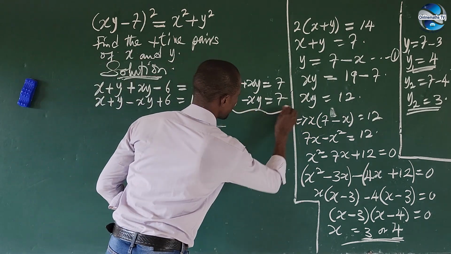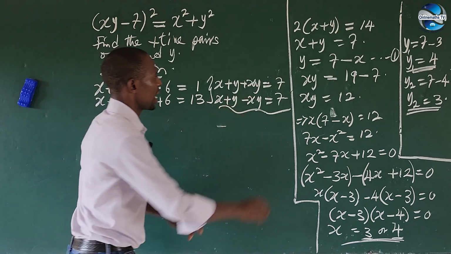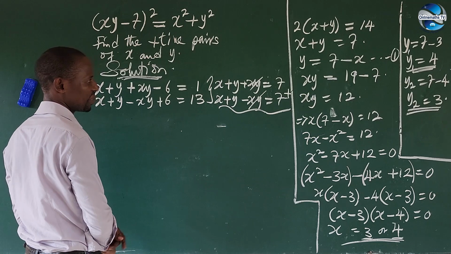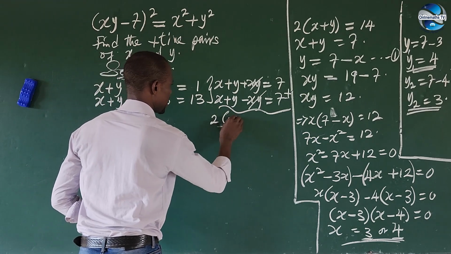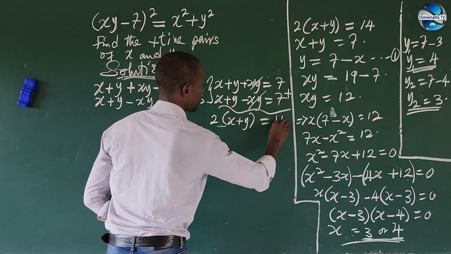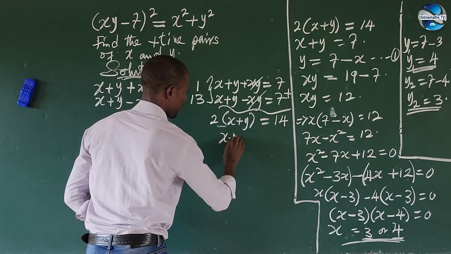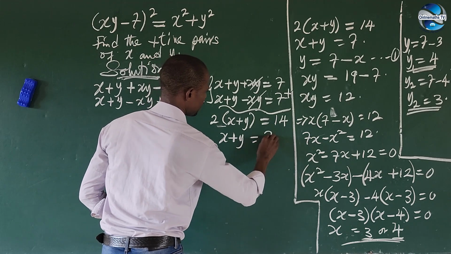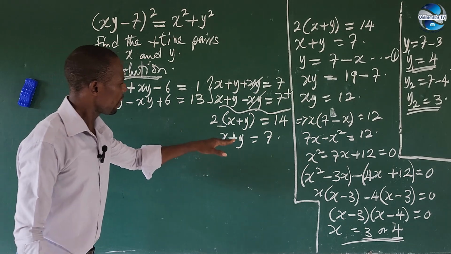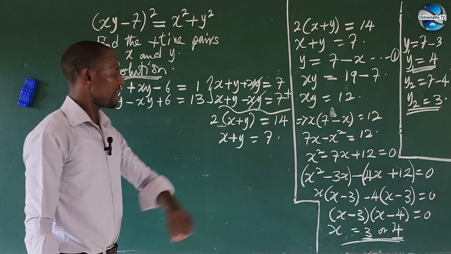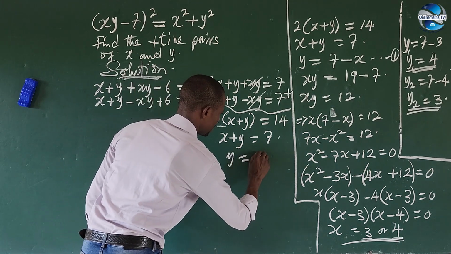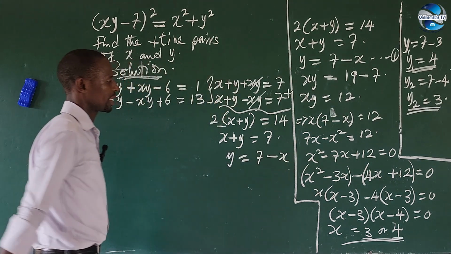So look at these two equations now. What we want to do is add these two equations together. If we add these two, this will leave the system. So we're going to have bracket x plus y close bracket equal to, if we add this, what does it give us? 14. So we have here x plus y is equal to 7. From here, if we decide to make y the subject of the formula, we're going to have y is equal to 7 minus x.